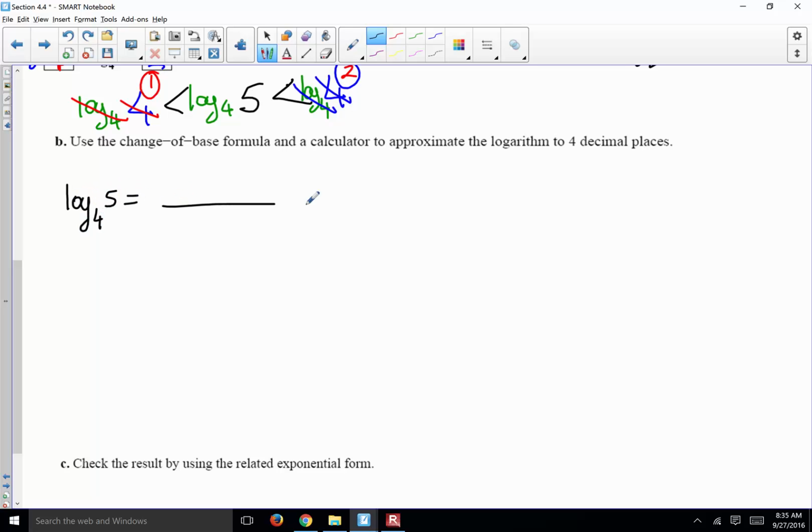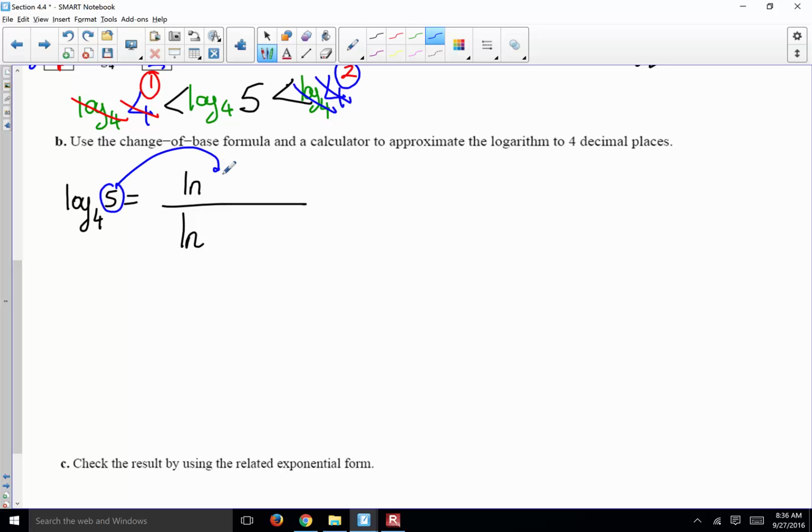Just set up a fraction. What base do you want to use? Tell me the new base of your choice. 10, but we already used 10 twice. Why don't we go with another logarithm? Your calculators have a button for it. Natural log. Go with log base e, or ln as we call it. Go with ln. What do I put next to ln?